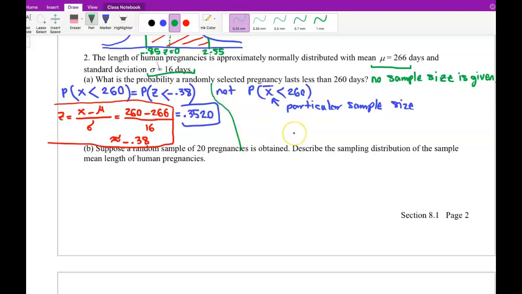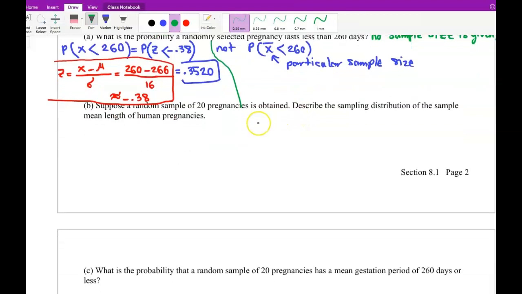Then part B, suppose a random sample of 20. So here the sample size is 20. And we need to describe the sampling distribution of the sample mean length of human pregnancies.